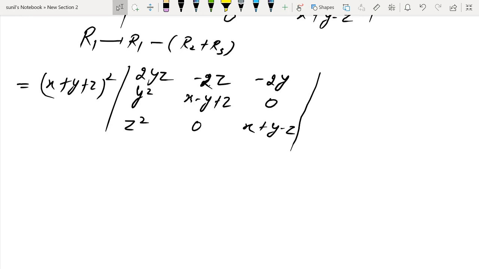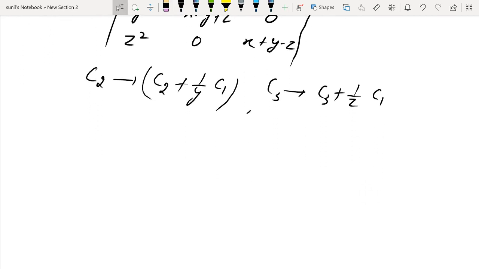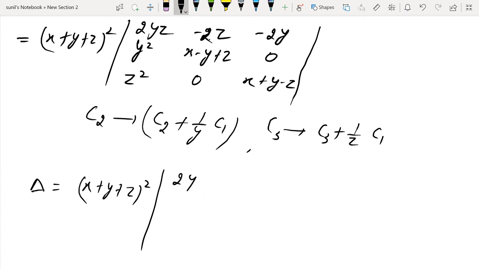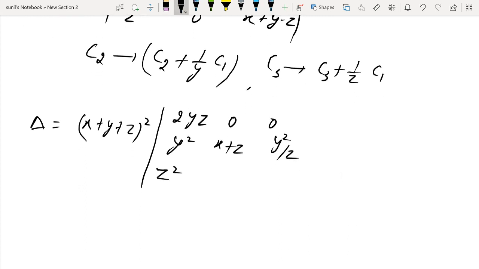Now we can make two zeros on C2 if I apply the operation as C2 plus 1 by y times of C1, and on C3 I apply the operation C3 plus 1 by z times of C1. So our delta will be equal to (x plus y plus z) whole square, and it will be 2yz 0 0, y square, x plus z, y square by z, z square by y, and x plus y.